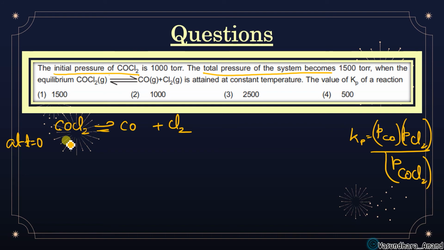So at this time the pressure is 1000 torr, let it be 1000. I'm not writing the unit. And at this time, since there is no product, we can say that this is 0 and this is 0. Clear? This total pressure given is at equilibrium. So suppose now the next case, at T is equal to equilibrium.